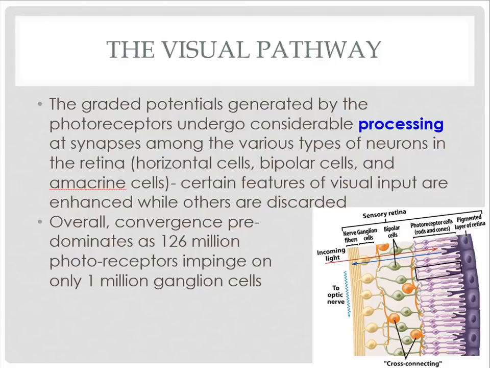Now, what you see here are the different rods and cones. Rods have a tendency to converge more information into the bipolar cells, into the ganglion cells, while the cones exhibit less convergence. Therefore, the cones contribute to a greater visual acuity due to that less convergence that's taking place in these pathways.